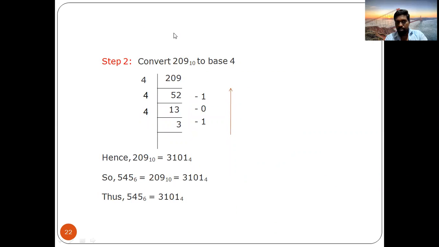This is the method, step number 2. Therefore, 209 base 10 is stated. This is the given question and this is the original answer. Directly you cannot convert 6 to 4. First you need to convert base 6 with the base 10. That means convert base 6 value into base 10 value, and again convert this base 10 value into base 4. Therefore, you will get this as the answer.